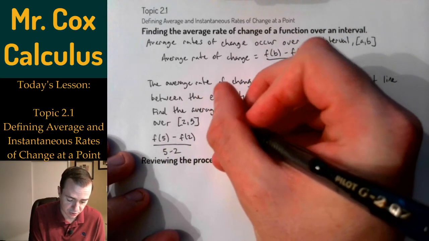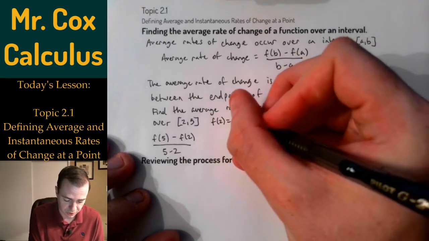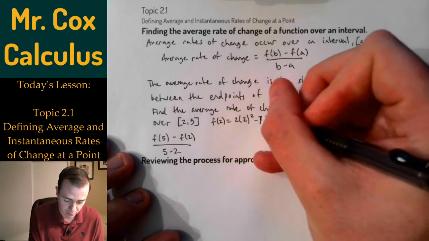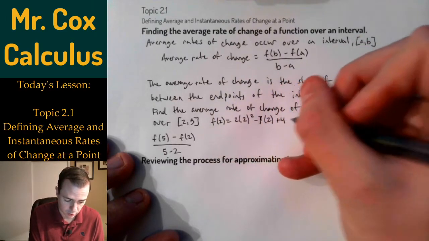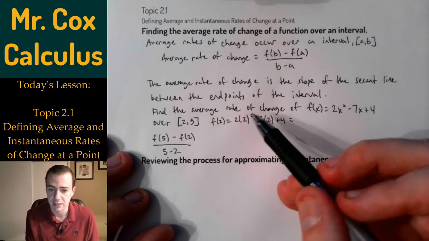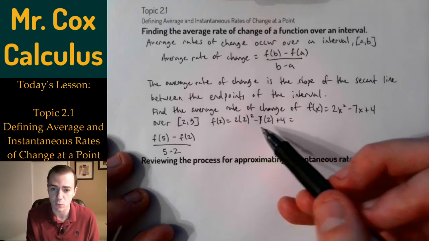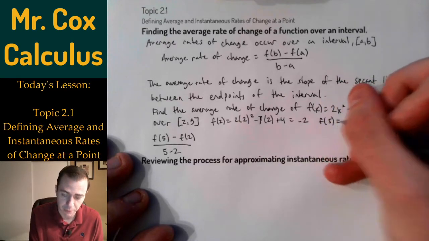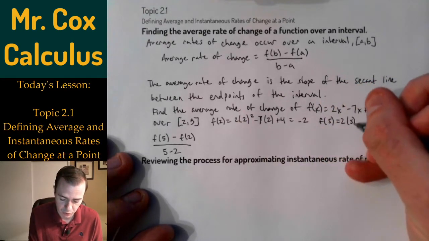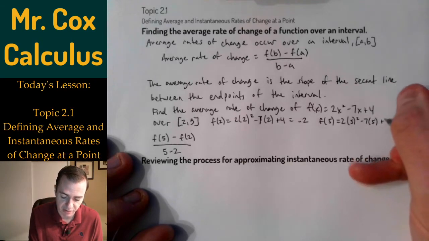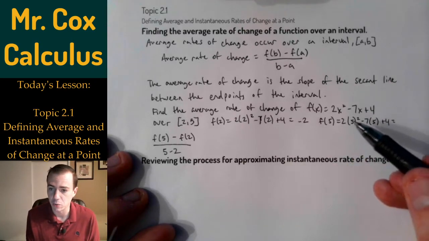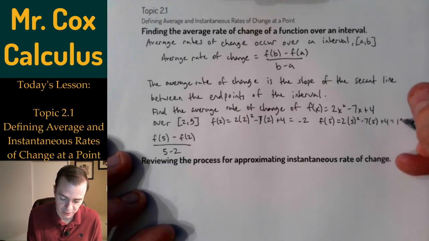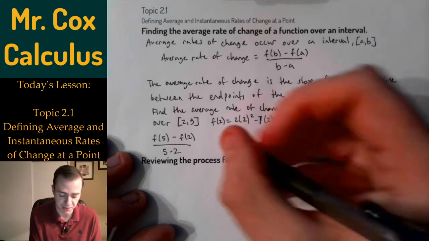Well, if I just substitute those into the function, f of 2 is 2 times 2 squared minus 7 times 2 plus 4, and that comes out to be 8 minus 14, negative 6, plus 4 is negative 2. F of 5, meanwhile, is 2 times 5 squared minus 7 times 5 plus 4. And that comes out to be 25, which is 50, minus 35 gives me 15, and then add 4 is 19.